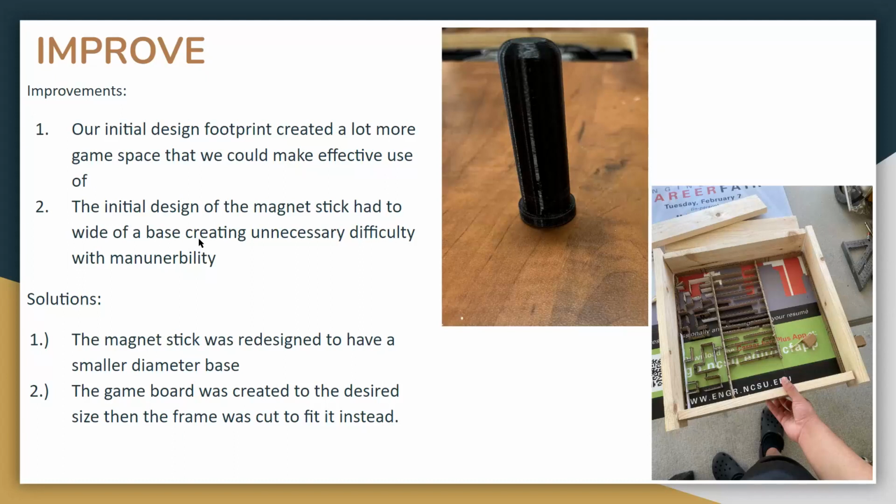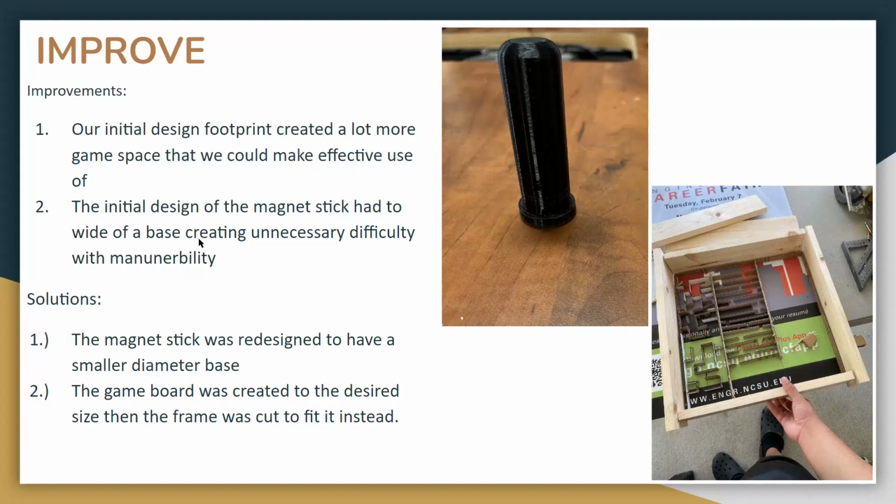we were still able to fit all the sections that we wanted to, but we had to change a couple things like the size of the cardboard, and that also affected the radius of the base of the magnet stick that we had to reduce to improve visibility and keep the magnet thoroughly attached throughout the game.